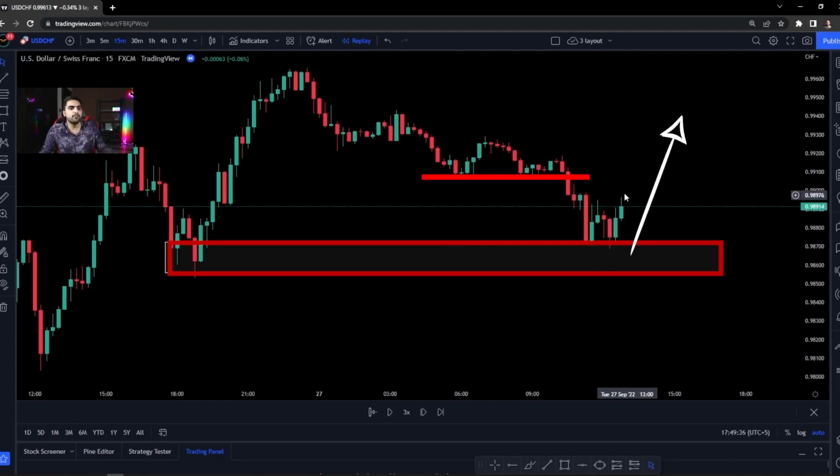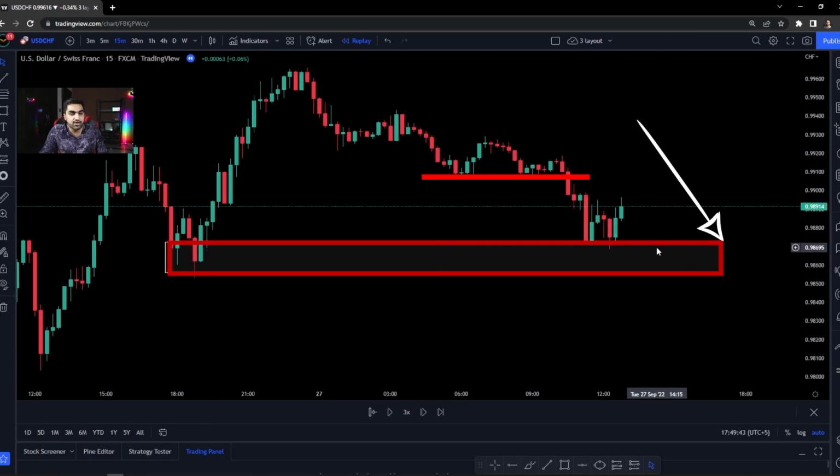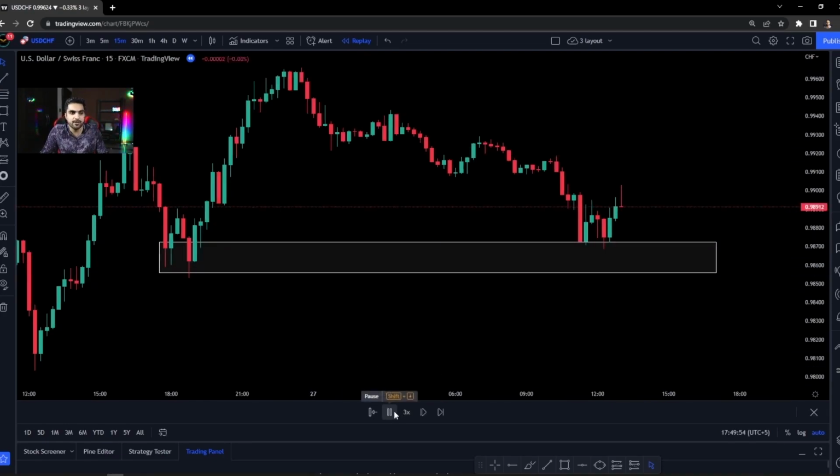But after a very small movement to the upside, the market should come down again for the second rejection. And we can take the entry after the second rejection, place our stop loss just below the demand zone, and our target will be this area of higher high. So let's see how the market will react from this area.